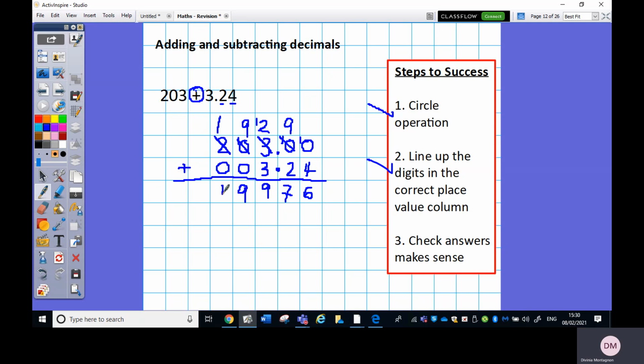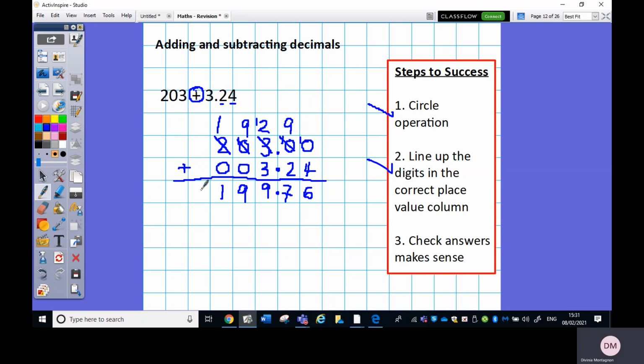1 take away 0. Now let's see if it makes sense. I started with 203. I have 19,900. Oh, did I forget to do something? Tell me what it is. Good. Yeah, I need my decimal. Now that makes sense. Oh dear, what have I done?